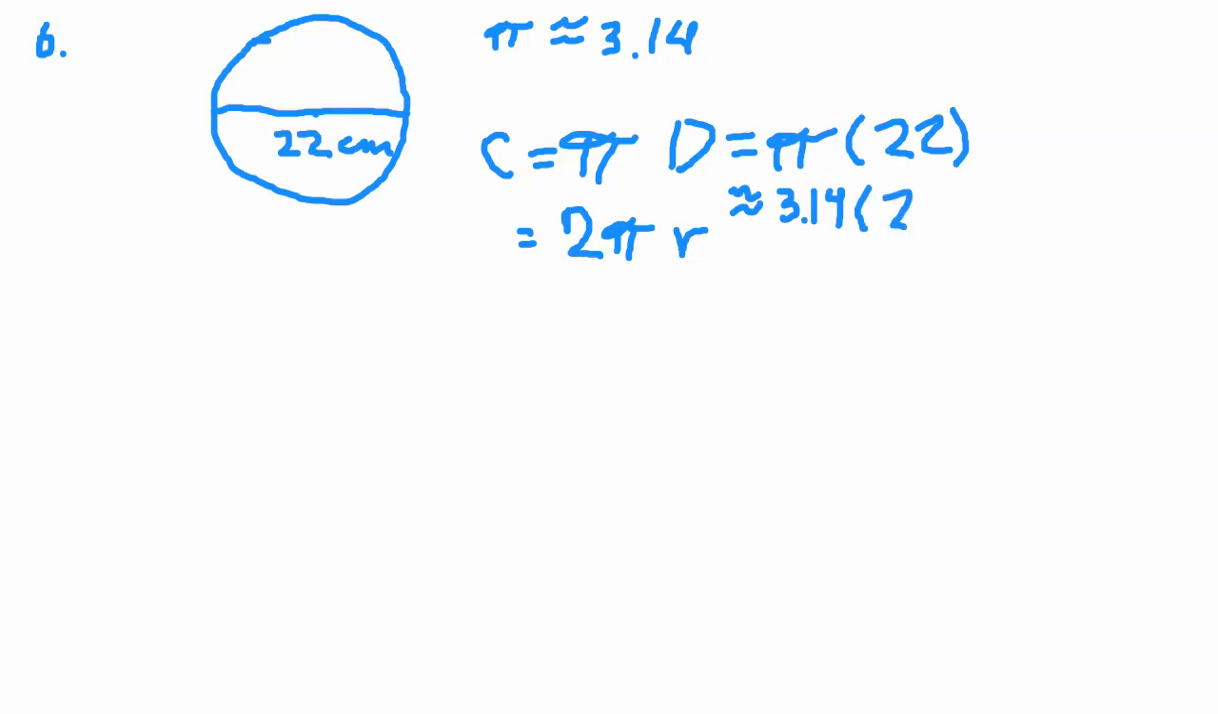And the instructions say to round to the nearest hundredth as needed. So if we take 3.14 times 22, that gives us 69.08. And that would be in centimeters.